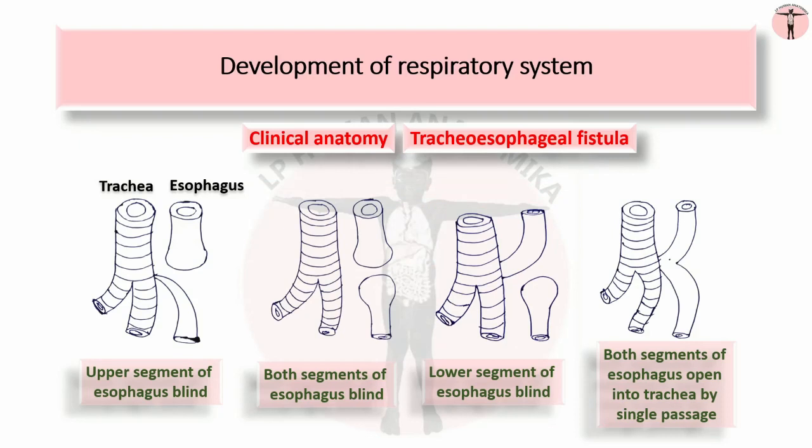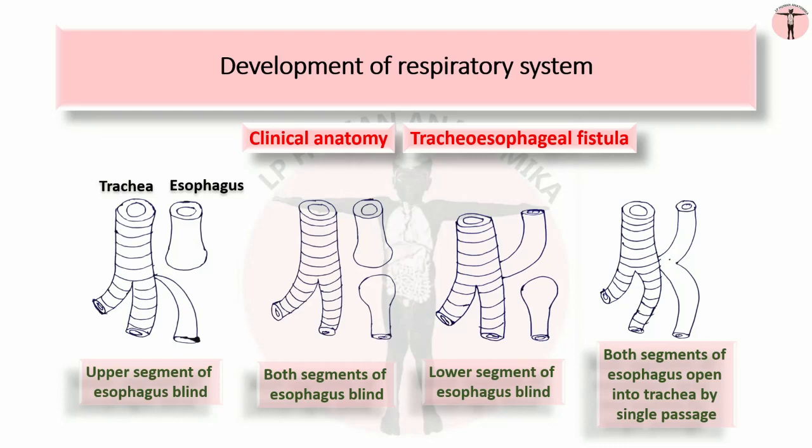Tracheoesophageal fistula is an abnormal passage between the trachea and esophagus. It occurs at a rate of approximately 1 in 3,000 to 4,500 live births and predominantly affects males. In most cases, the fistula is associated with esophageal atresia.